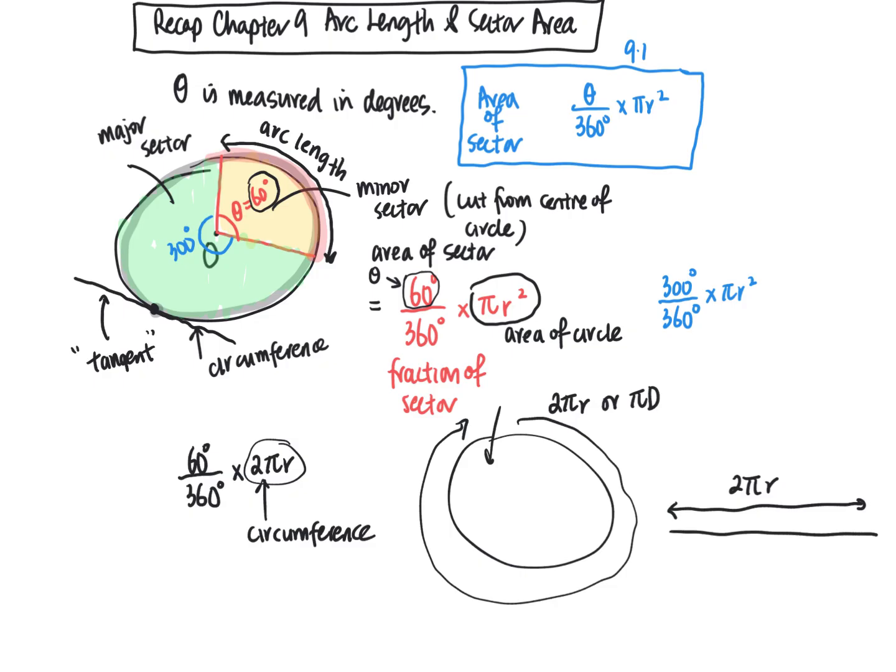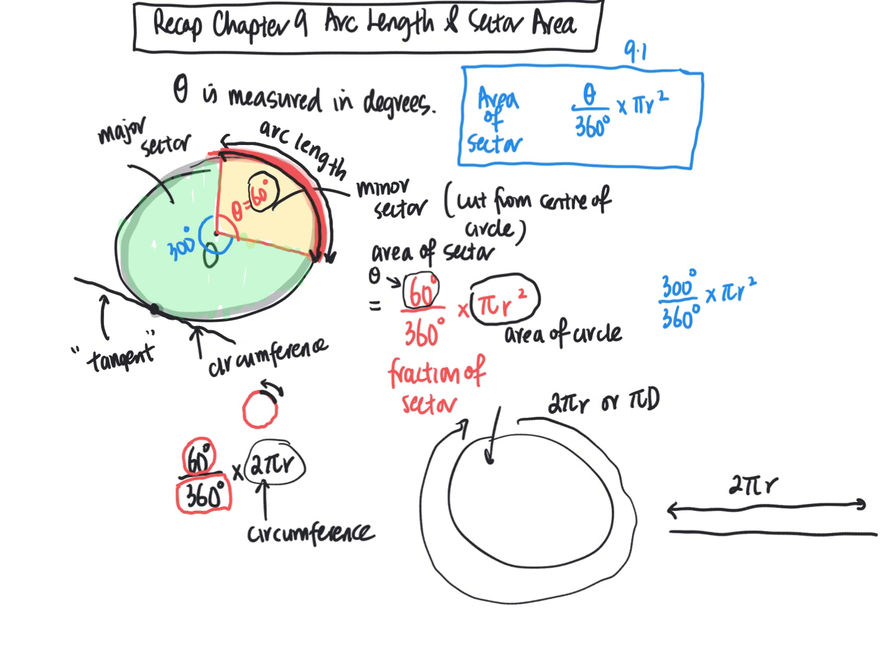But now I only want a segment of the string. This one only, this part only. So instead of the full circle 2 pi r, I want to know the length of this part only. So it's 60 degrees out of 360 degrees of the whole circle. I'm finding this tiny length here, the length over here.